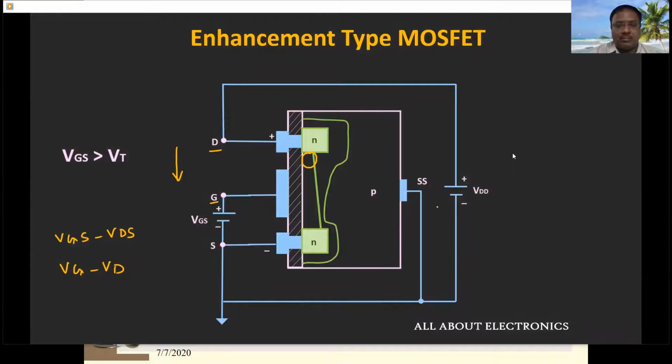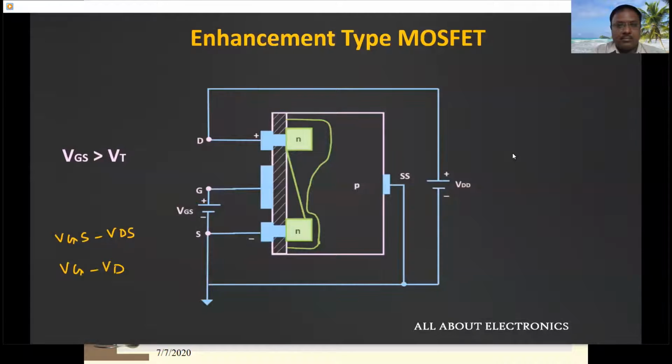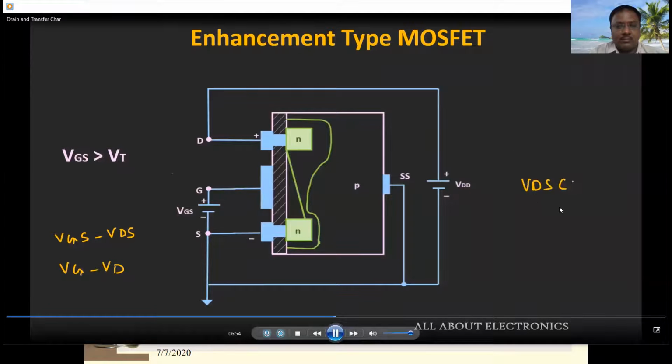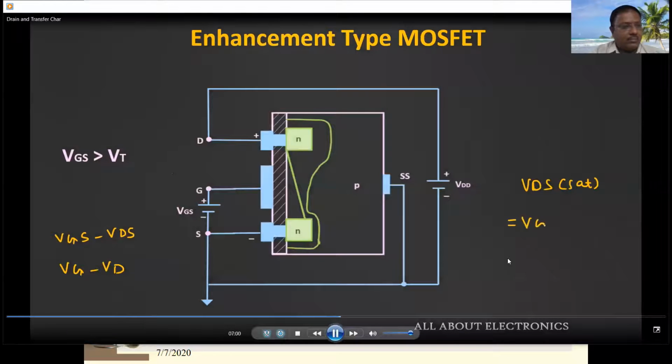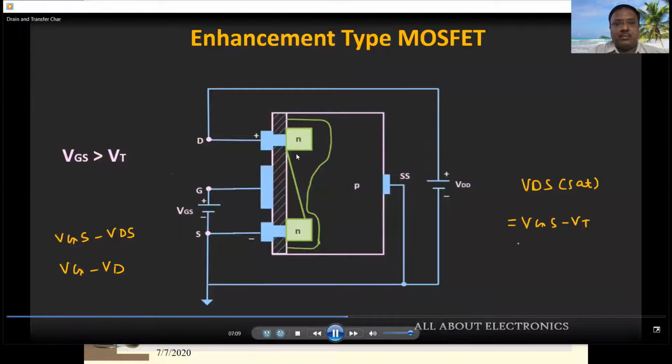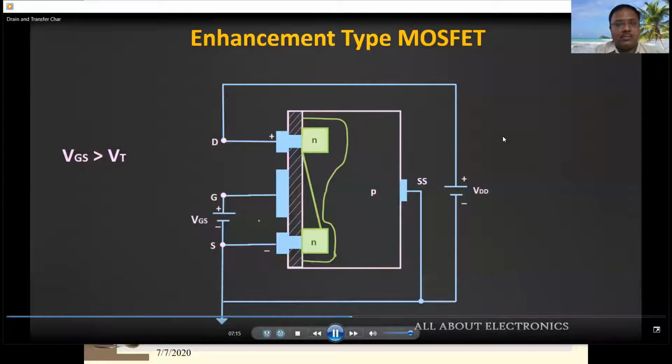And as we keep on increasing this voltage VDS, then at one particular voltage, the pinch off condition will occur. So at that particular voltage, the drain current which is flowing through the circuit will get saturated. So the voltage VDS at which this pinch off condition occurs is known as the saturation voltage. And this saturation voltage can be expressed as VGS minus VT, where VT is the threshold voltage. That means the pinch off condition will occur whenever the difference between the gate and the drain terminal is just equal to the threshold voltage.